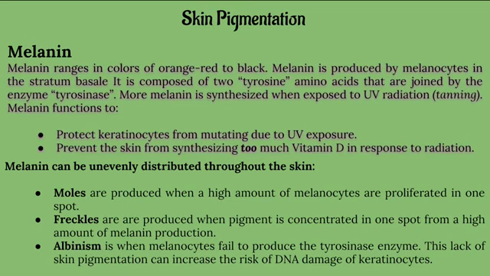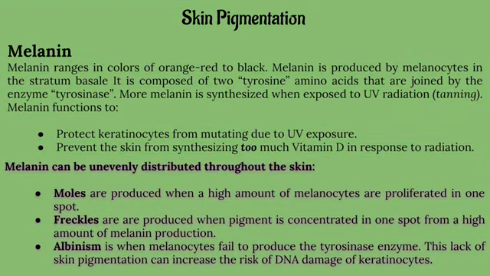Melanin also functions in vitamin D synthesis control. Though the body needs vitamin D, too much synthesis of vitamin D can lead to calcium imbalances in the body and kidney failure. Skin pigment isn't always evenly distributed throughout the skin. There can sometimes be less pigment in one area and more in another area. Moles, for example, are produced when there is a high amount of melanocytes proliferating in one spot. Freckles are produced when an area has a higher production of melanin.